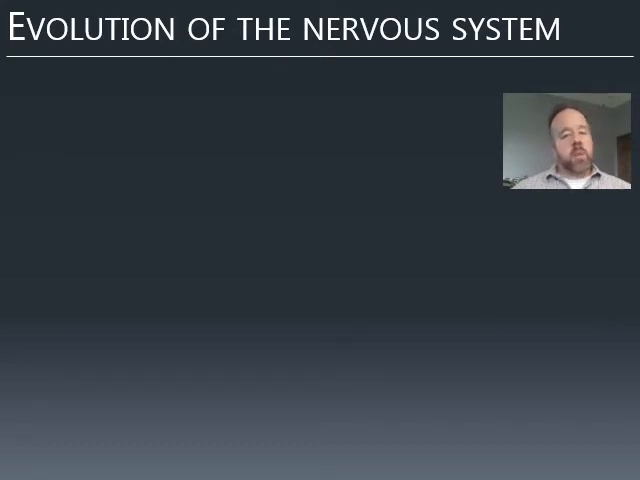So that's the nervous system in a nutshell. We've talked about the different divisions of the nervous system. We've talked about the different parts of the brain, the hindbrain, the midbrain, the forebrain. The forebrain being composed of the cortex and the subcortical structures. So how did we end up with all of these different parts of the brain?